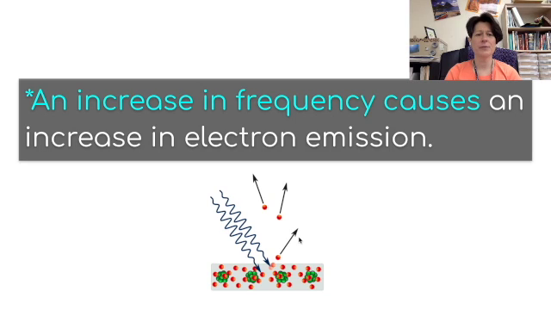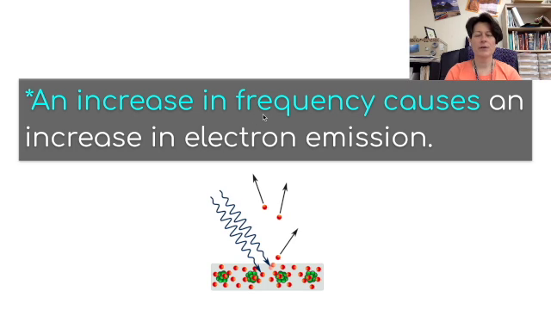An increase in frequency causes an increase in electron emission. So notice these are blue, not red. There's a reason for this, because red light will not produce this effect. It has to be higher frequencies, so more towards your blue or your purple or even ultraviolet will produce this effect.